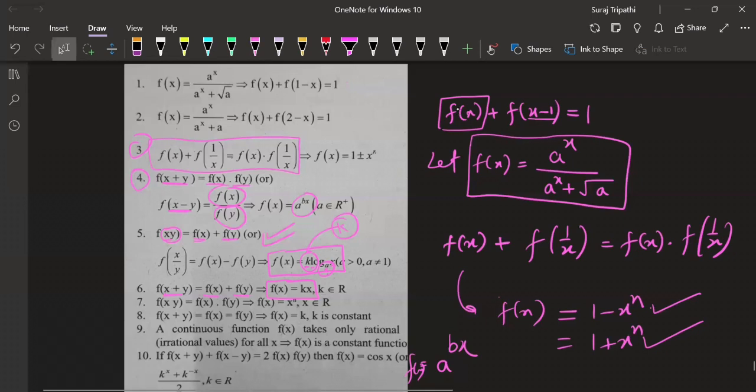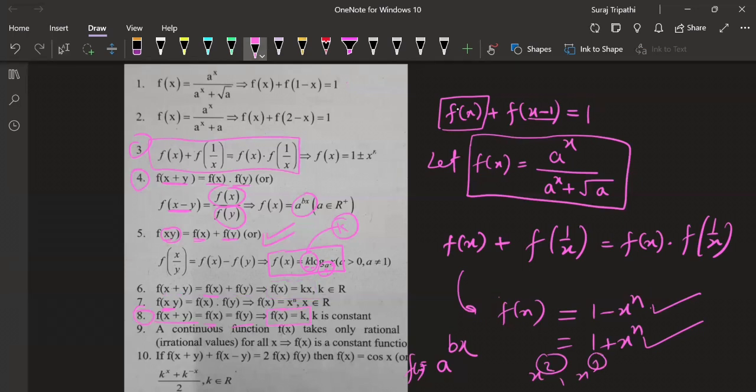Same, f of xy is written as f of x into f of y. Then the value of fx will be x raised to some constant, x square, x cube, any number. Now next one, property 8. If it is written f of xy equals to f of x also and f of y also, then the function will be any constant function.